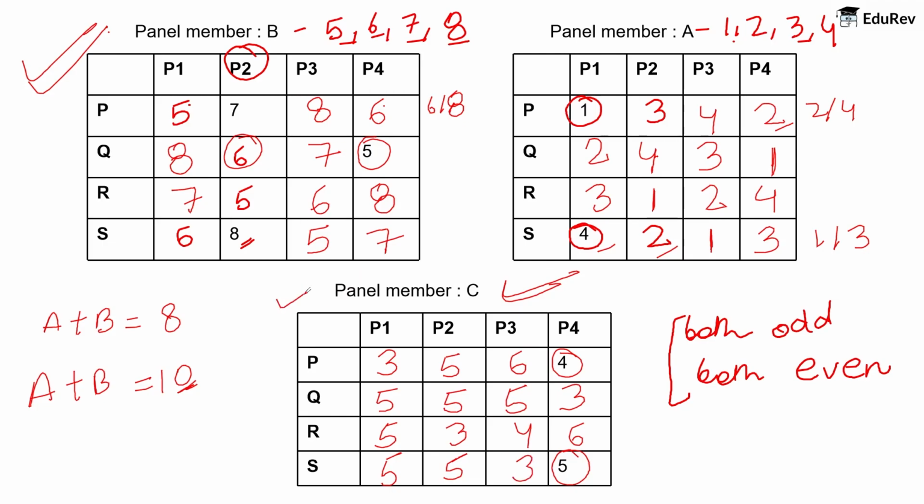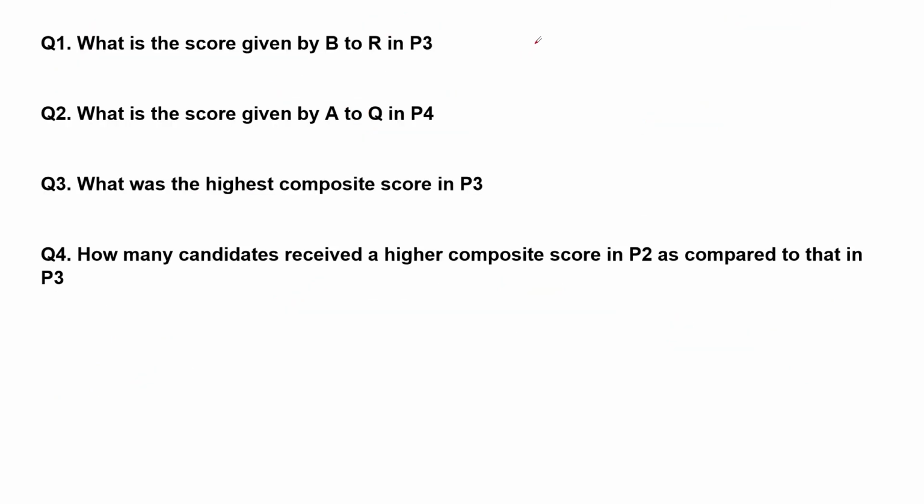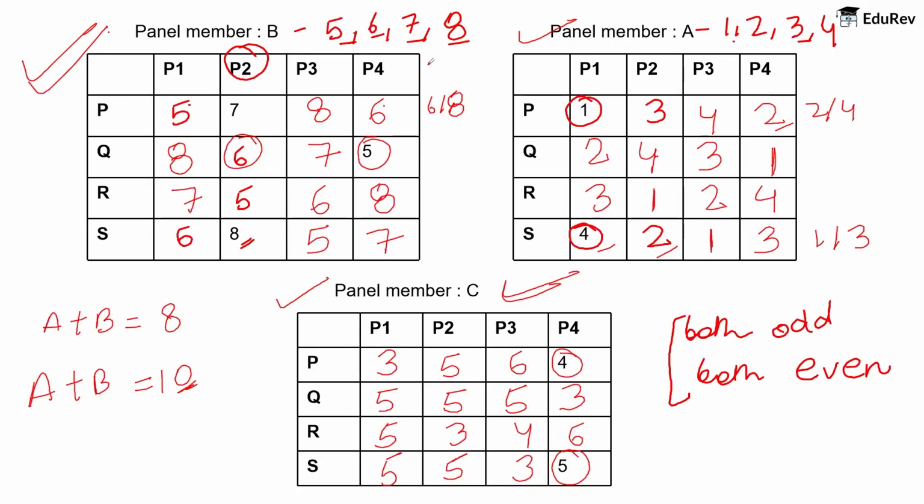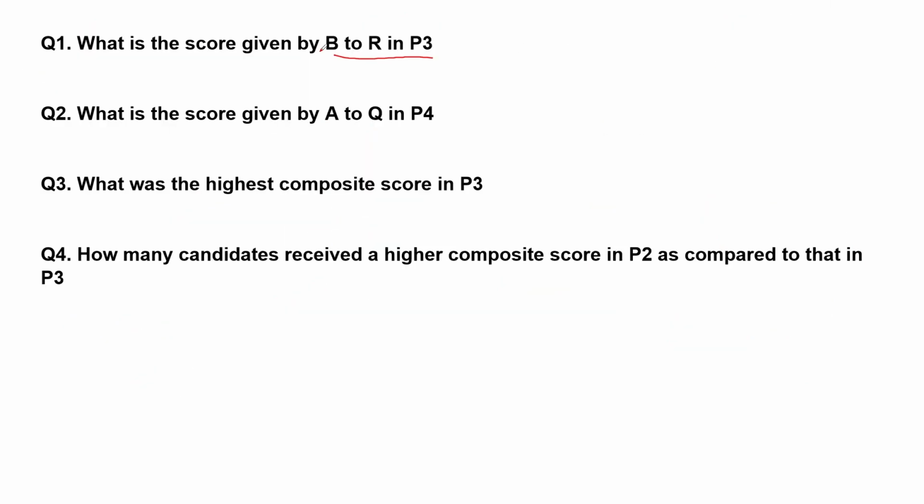So I have successfully finished the filling up of the tables. Now let's move to the solving of the questions based on this. So all the questions are theta types. What is the score given by B to R in P3? So we have to refer to P3 score given by B.